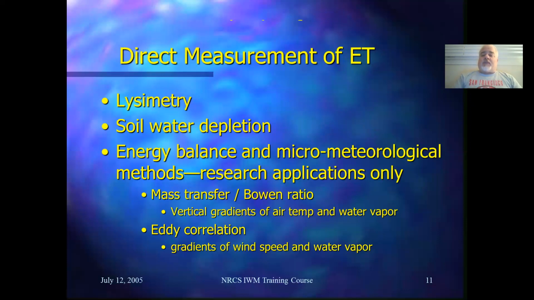So I mentioned direct measurement is very challenging and expensive. It does use a type of science called lysimetry, using a lysimeter. And you literally are measuring the amount of water lost by measuring the mass or the weight of a very large sample of soil.